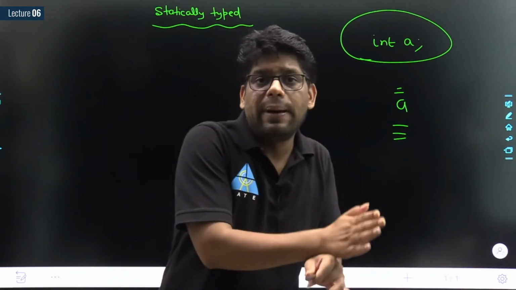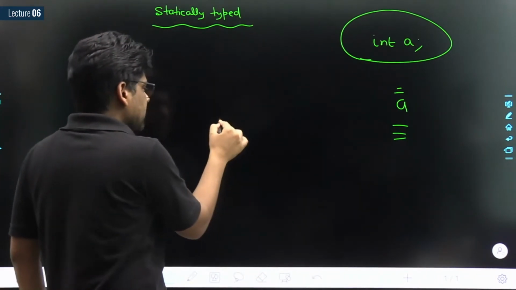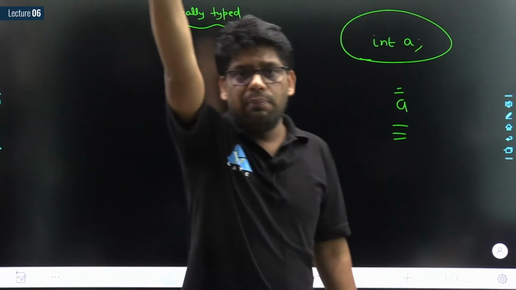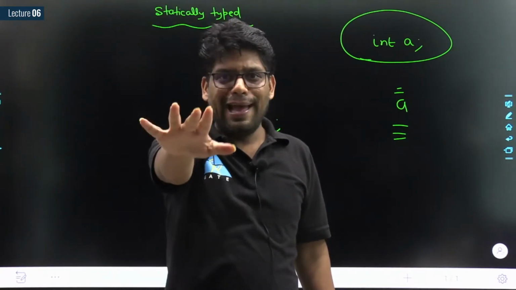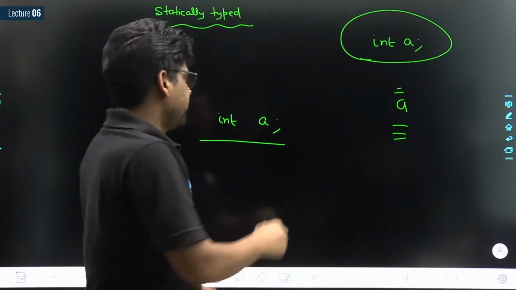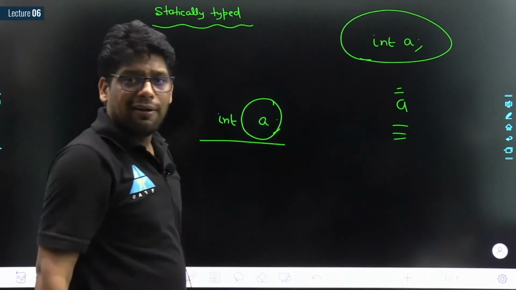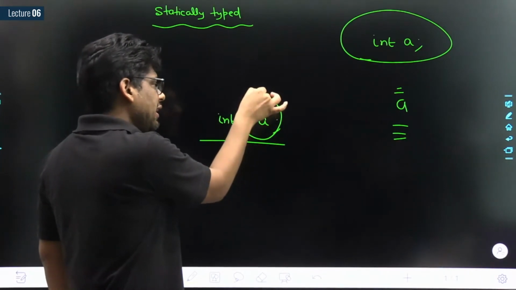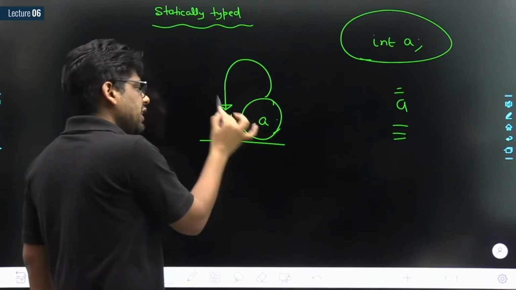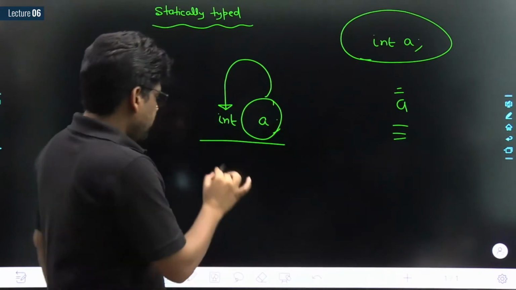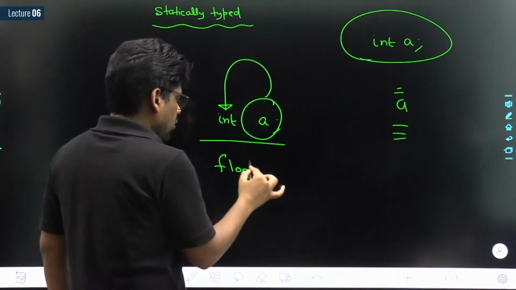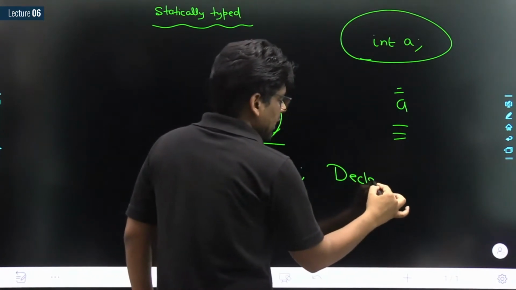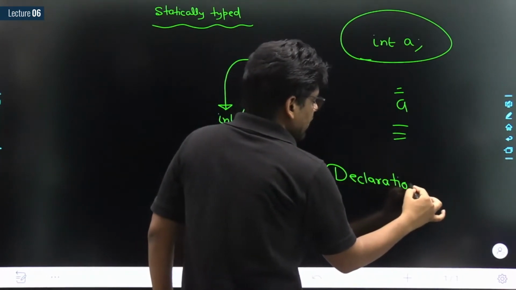For whom this declaration is? For the compiler. So, whenever you write something like this, int A, you are saying: oh, compiler, I am declaring that I am going to use a variable with name A, and it is of type integer. Whenever you use float B, sir, what is this? This is called declaration.